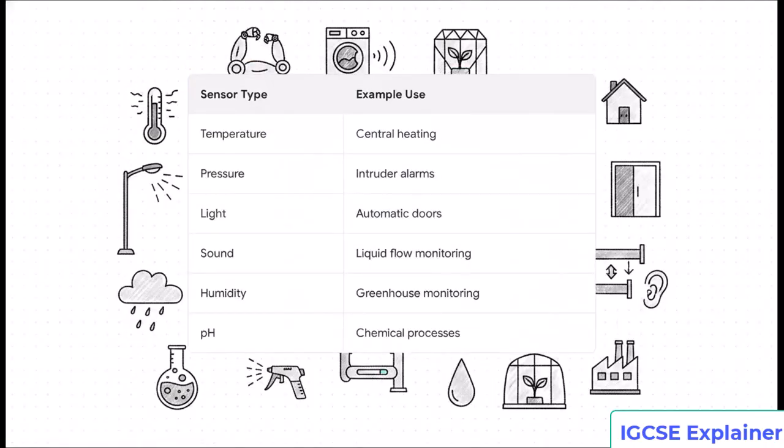Once you understand that ADC bridge, an incredibly diverse ecosystem of sensors opens up. You've got temperature sensors regulating our washing machines, while pressure sensors serve as invisible tripwires and intruder alarms. You have light sensors automatically bringing streetlights to life at dusk, and acoustic sensors listening for liquid flow deep inside industrial pipes. Even chemical processes rely on constant, invisible pH monitoring to keep our environment safe. All of this happens completely invisibly, continuously translating our world into actionable data.